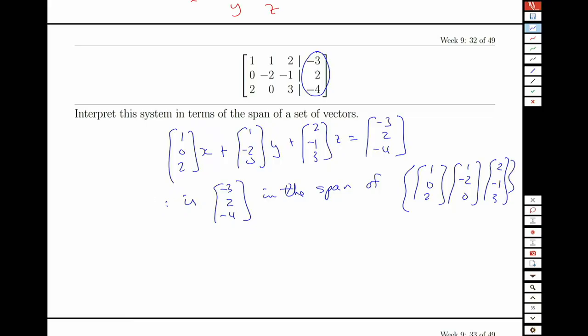Let me phrase it this way. That question is identical to the question of, does the system of equations have a solution? Question mark here as well.